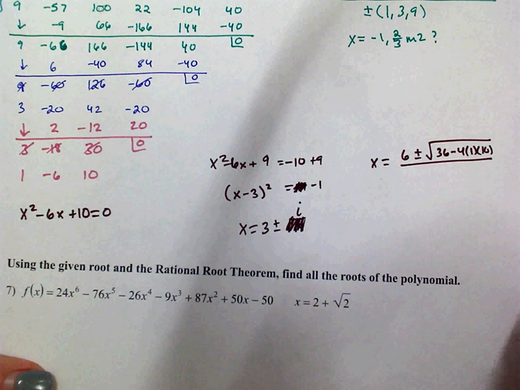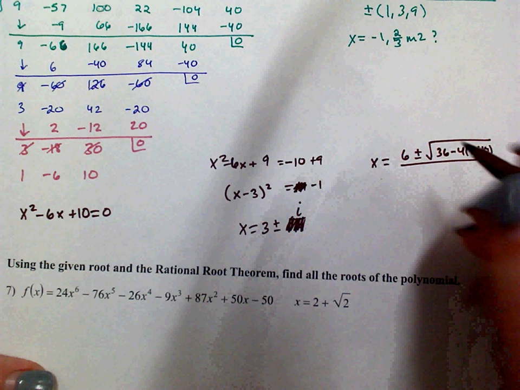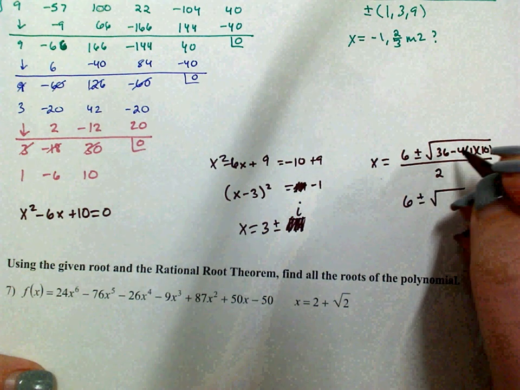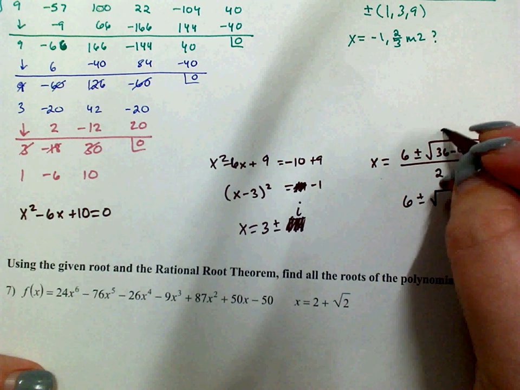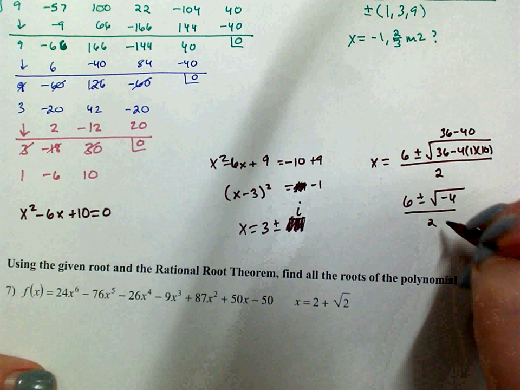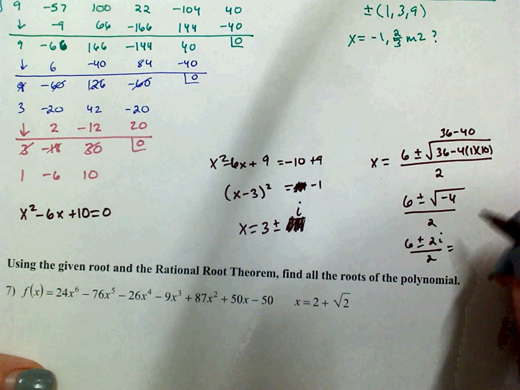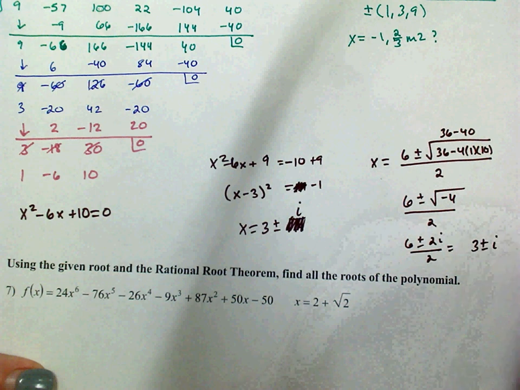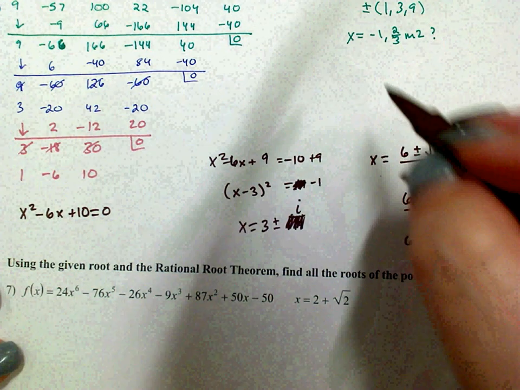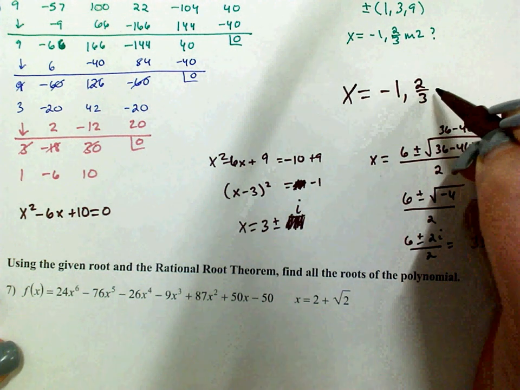Okay, whatever. 2a. Cool. 6 plus and minus the square root of, that's 36 minus 40. It's 4 times 1 times 10. So that's -4 over 2, which means 6 plus and minus 2i over 2. Divide both things by 2. You get 3 plus and minus i. Wow, Jennifer. That was bad. All right, so my roots are, for sure, -1, 2/3 of the multiplicity of 2, and 3 plus and minus i. And there we go.